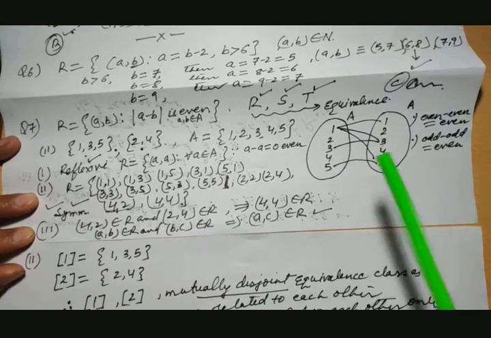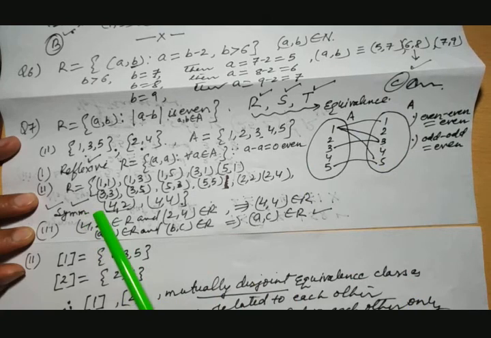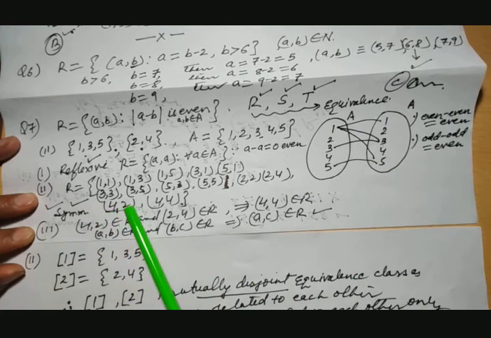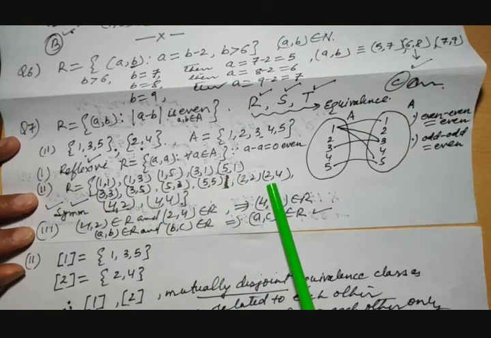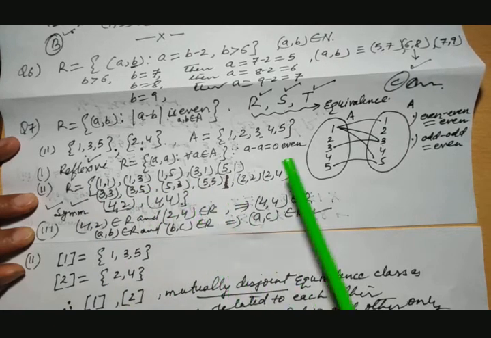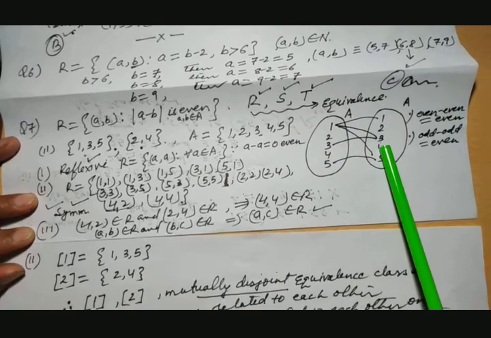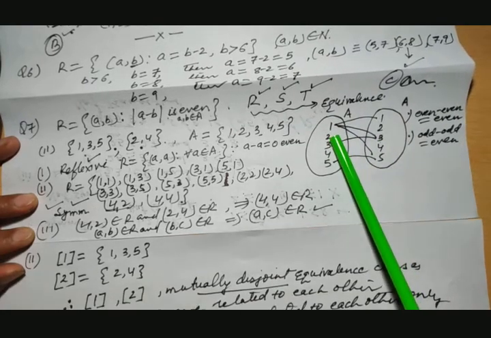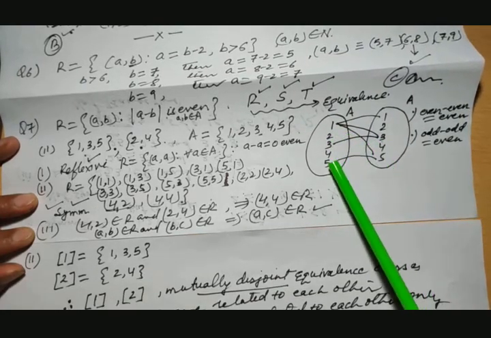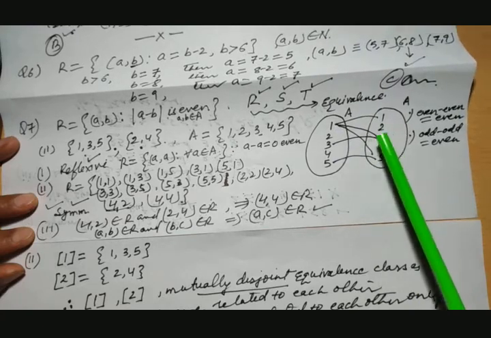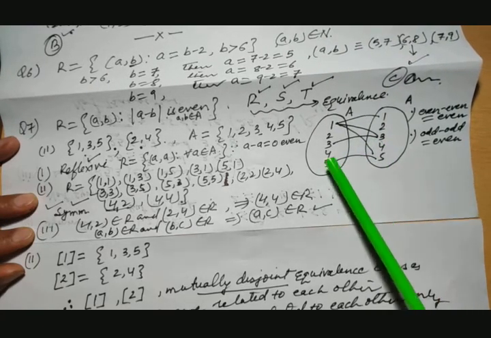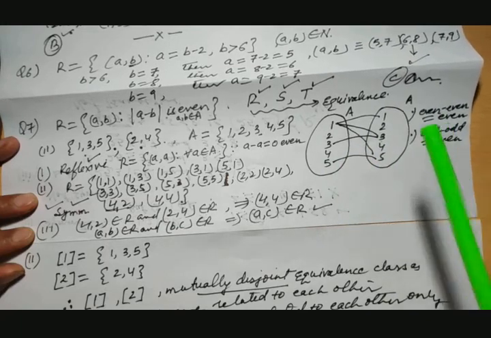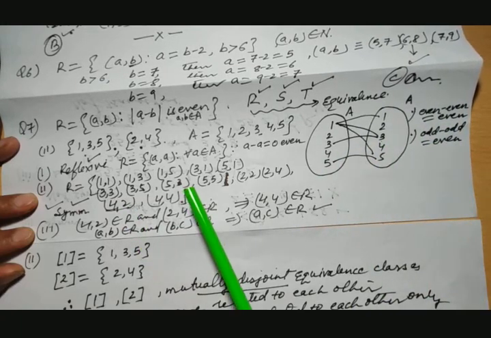So for symmetry, what we have to see, if 4, 2 belongs to R, so 2, 4 must also belong to R. So it is always available. If 2, 4 belongs to R, so 4, 2 is also belonging to R. If 5, 3 belongs to R, so 3, 5 also belongs to R, as the difference is always an even number, following this basic rule. So the relation is symmetric.